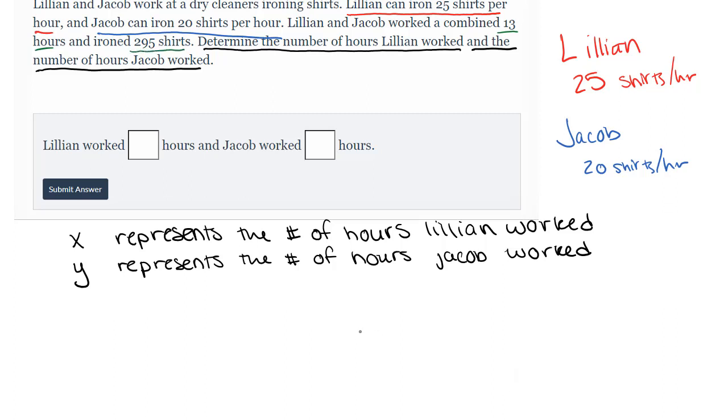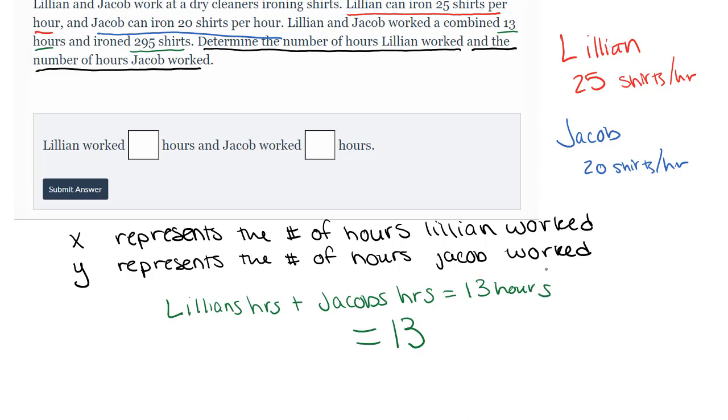So I'm going to start with that total of 13, and I'm referencing back to my x and y. X is the hours Lillian worked, and Y is the hours Jacob worked. So if I do Lillian's hours plus Jacob's hours, that gets me to 13 hours total. But now we have variables to represent these, so this is the same as saying X plus Y equals 13. So that's one equation that I have.